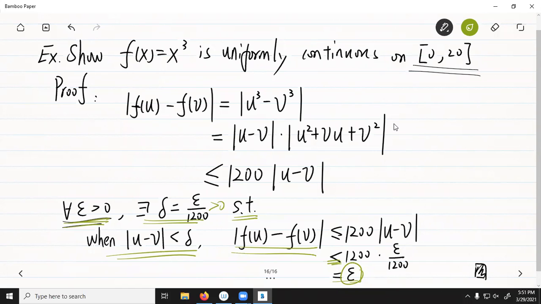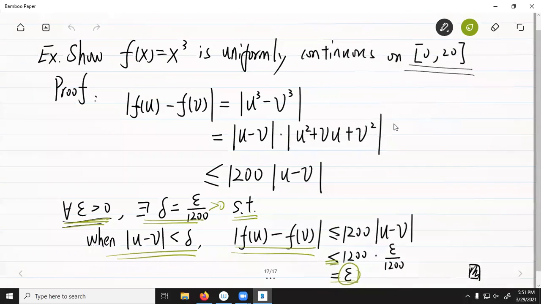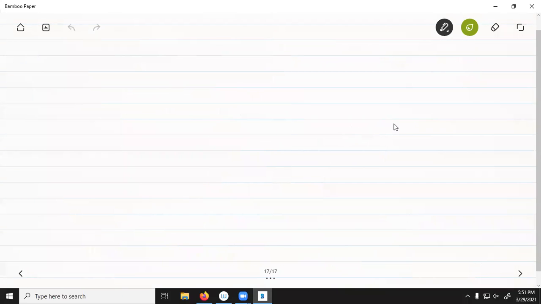So the convenience for uniform continuity is that the interval is given, not like continuity. Remember, for continuity we needed to make our own intervals, to enlarge this one by a certain constant, to bound this term by a certain constant. So this is the difference. Okay, so we finished this section. Let's continue to our next section.